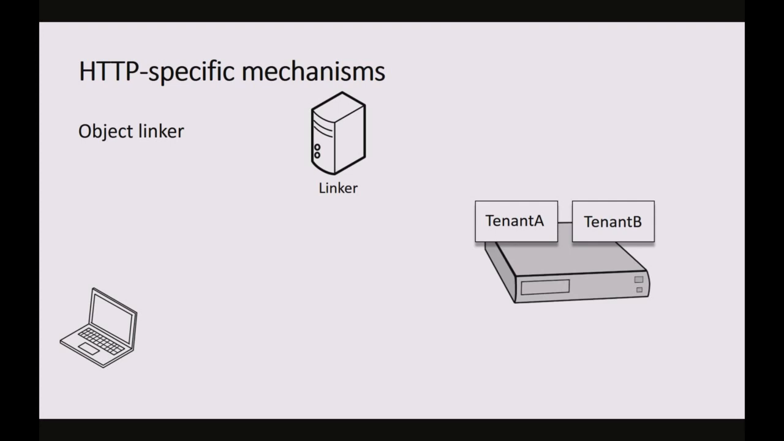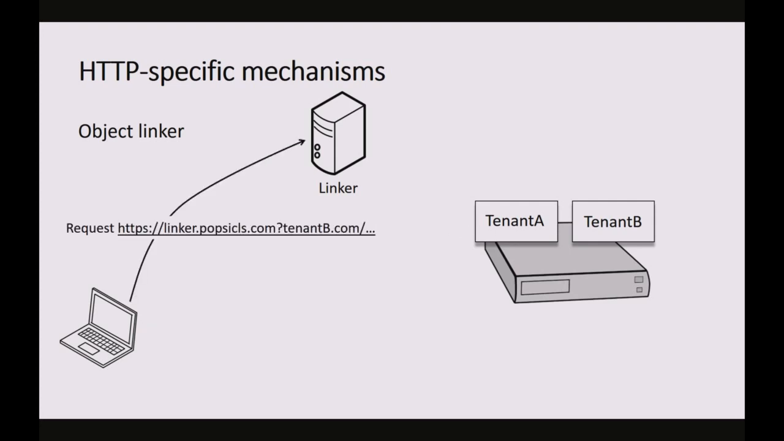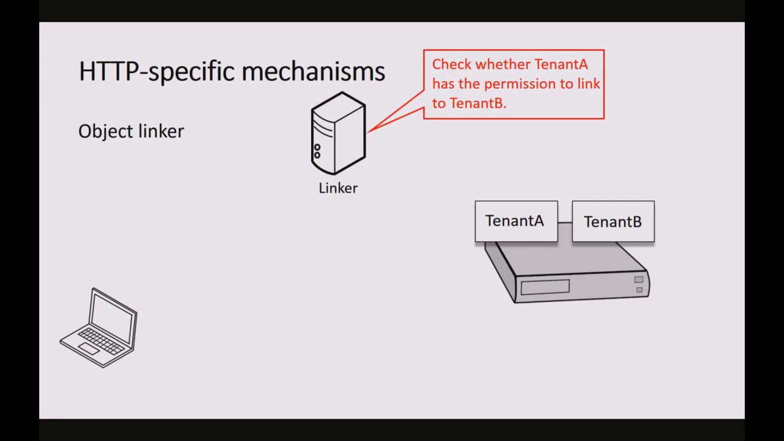So you can connect through the linker, or sorry, hyperlink through the linker, and the linker does a redirection effectively to the right popsicle if it's permitted, if tenant B in this case permits tenant A to hyperlink to it in this way. But again, that's just some HTTP-specific stuff.